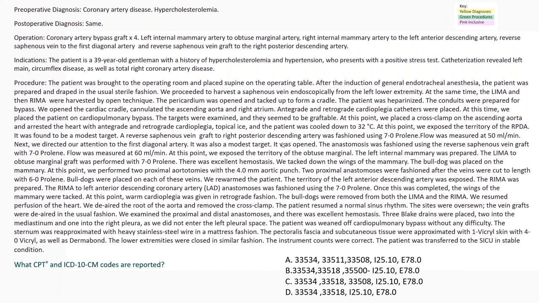The targets were examined and they seemed to be graftable. At this point, we placed a cross clamp on the ascending aorta and arrested the heart with antegrade and retrograde cardioplegia, topical ice, and the patient was cooled down to 32 degrees Celsius. At this point, we exposed the territory of the RPDA. It was found to be a modest target. A reverse saphenous vein graft to right posterior descending artery was fashioned using 7-0 Prolene. Flow was measured at 50 milliliters per minute.